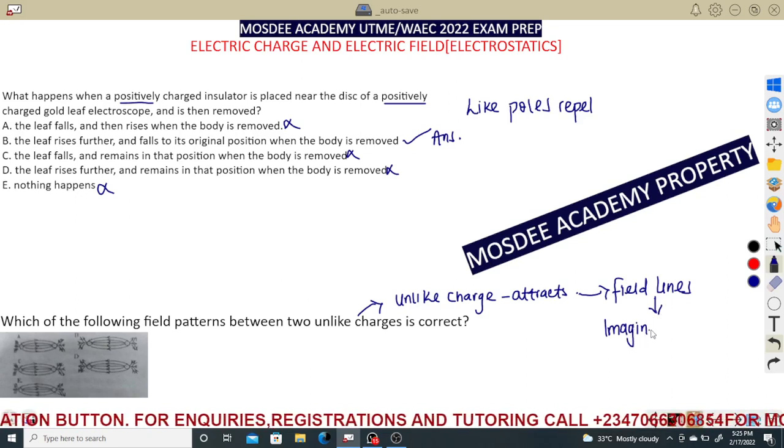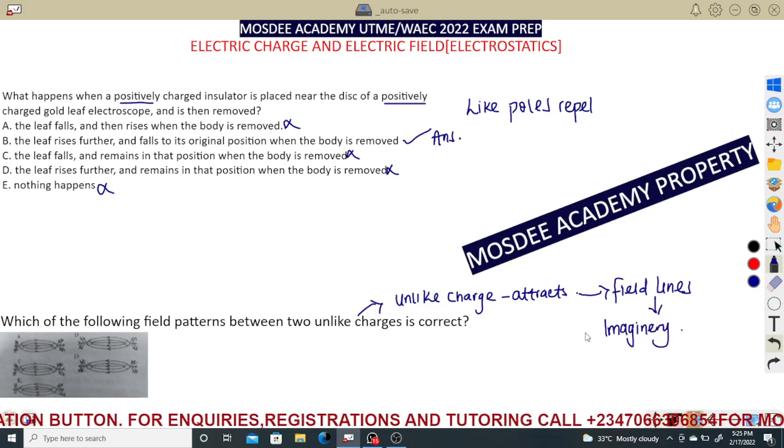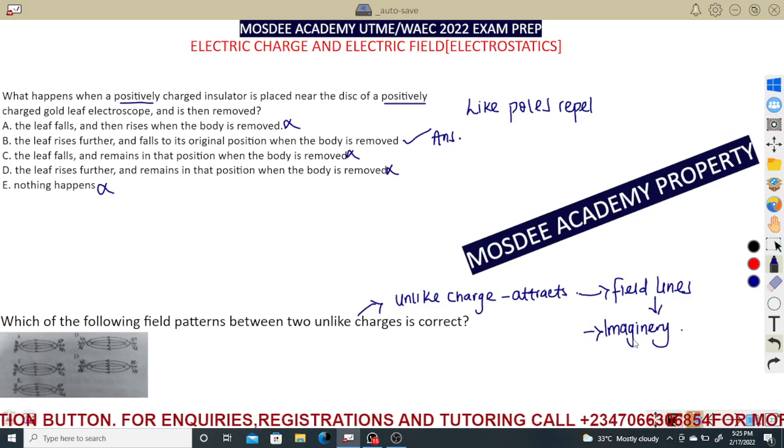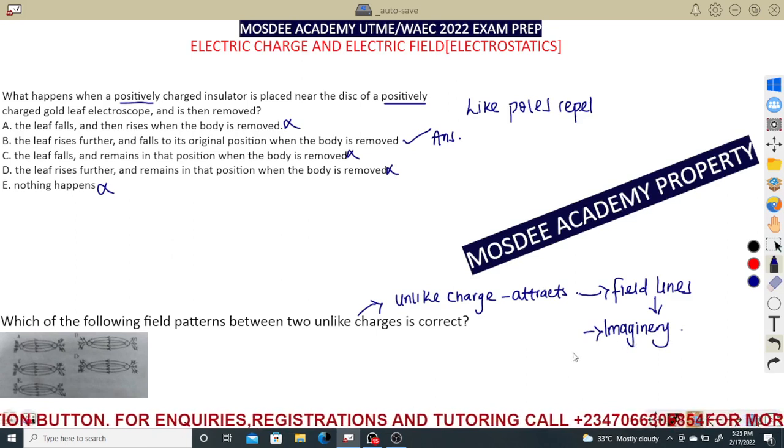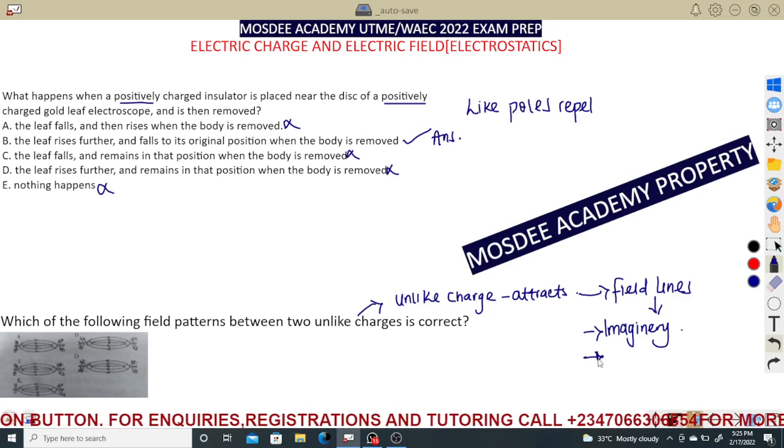Imaginary. I cannot even spell imaginary again. I hope it is correct. Sorry about that, I can't spell for now. If it is not correct, write the correct spelling. Field lines are imaginary. Another thing about them is what?